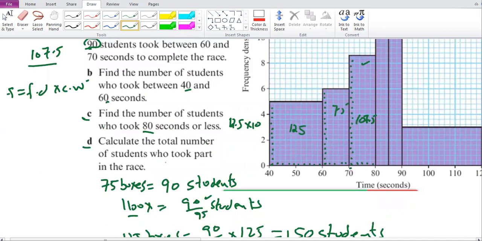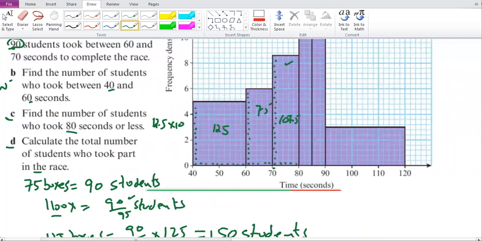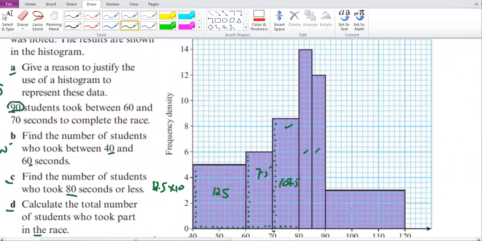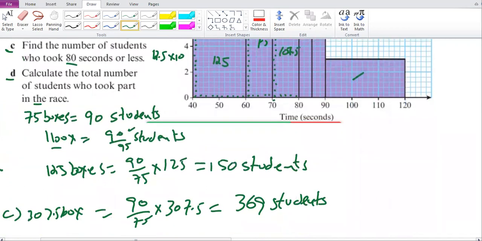Now part D is saying calculate the number of students who took part in the race. It means now you have to calculate the total number of students. So you have to calculate the number of boxes for this bar, and for this one, and when you have the total number of boxes, multiply them with that number. Understood or not? Please confirm. Calculate the number of boxes in each bar, add all the boxes and then multiply them with 90 over 75. You will get the total number of students.